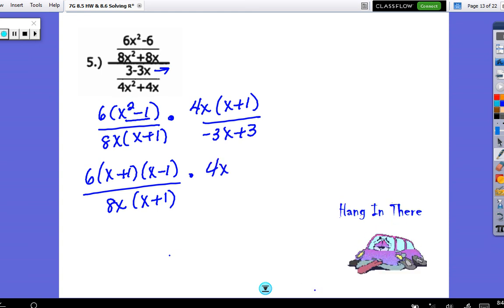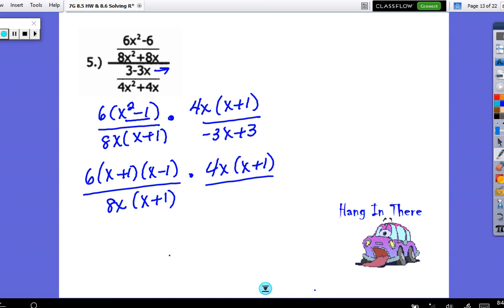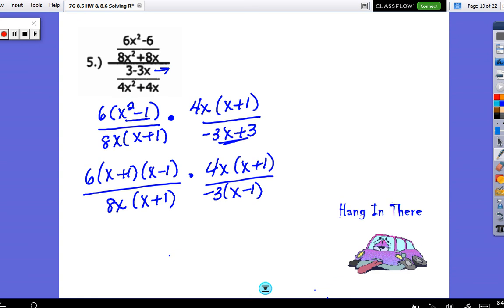All right, I'm going to factor everything before I start pulling anything out or getting rid of anything. All right, here I need to pull out a negative 3. All right, let's start crossing out common factors. I have an x plus 1, numerator and denominator. I have an x minus 1. All right, let's see what I have left, and I'll see if I'm done cleaning.